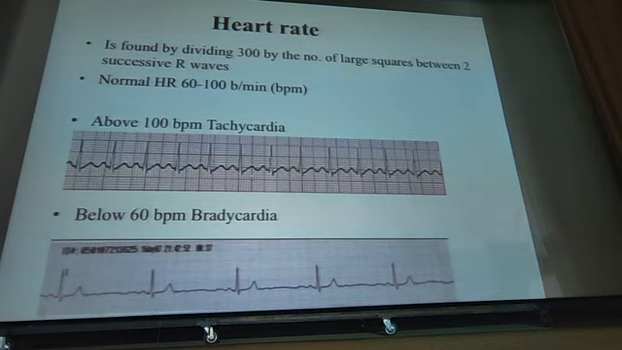How do you know the rate? Normal heart rate is 60 to 100 beats per minute, BPM, beats per minute. If it is more than 100, it is tachycardia. If it is less than 60, it is bradycardia. Bradycardia means slow heartbeat. Tachycardia means rapid heartbeat.